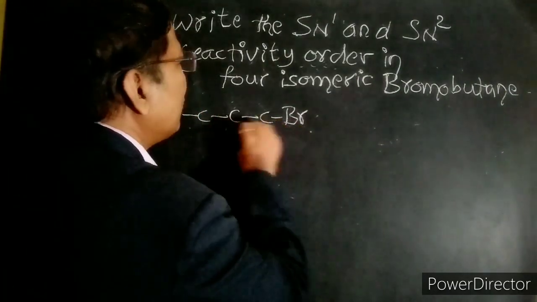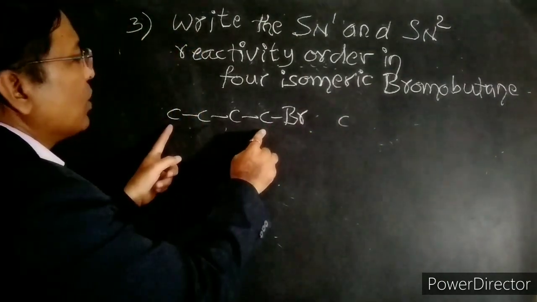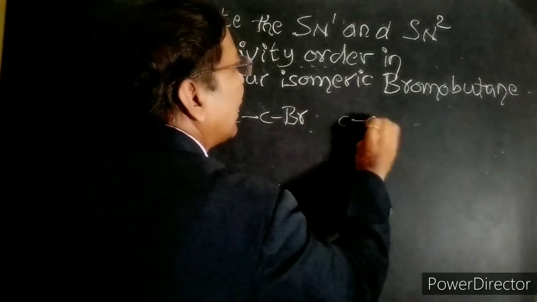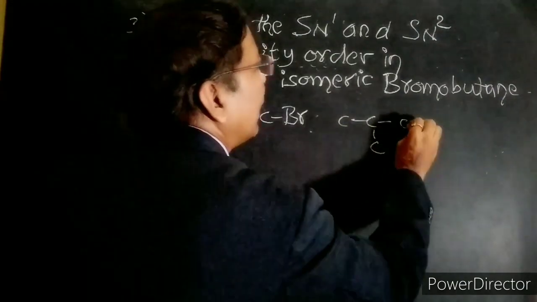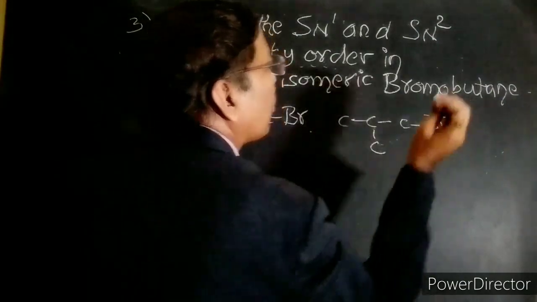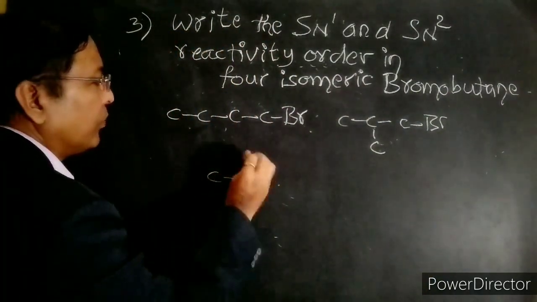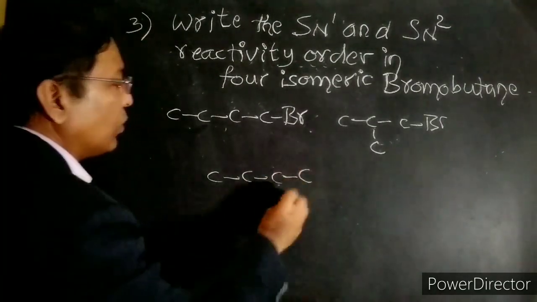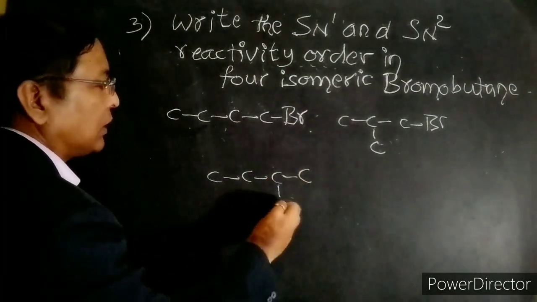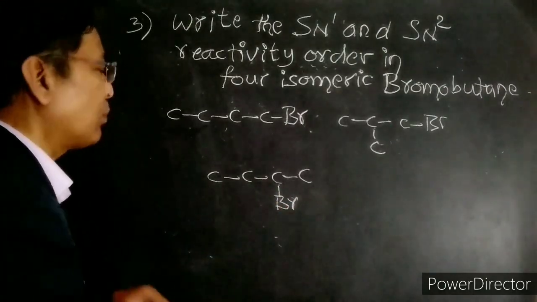The second isomer of bromobutane is, I have to reduce 1 carbon atom in the chain and make a branched chain. This is the second isomer of bromobutane. Then the third is, I write all 4 carbon atoms in the straight chain, then I write the bromine atom on the second carbon atom.